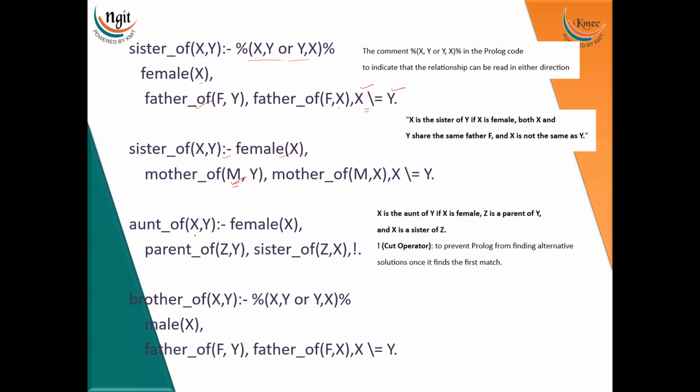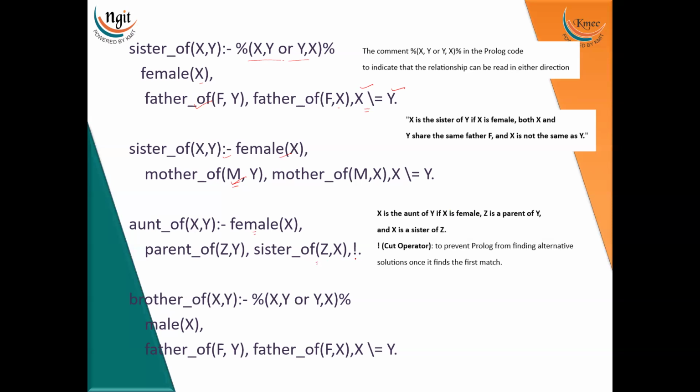Next one. Here X is the aunt of Y. Okay, and X should be a female. Z is the parent of Y, and X is a sister of Z. Okay, so that means if someone is aunt to us, then definitely that aunt should be a sister of our father. In that way, see here, Z is a parent of Y and X is a sister of Z.